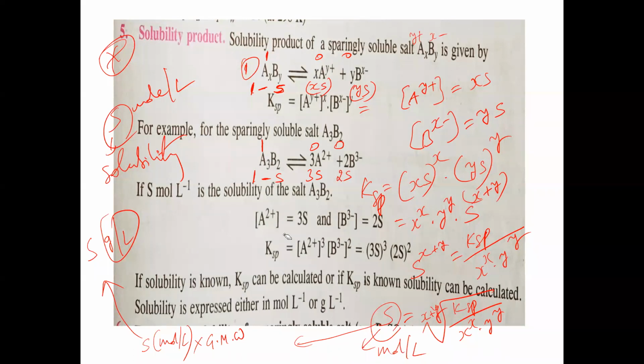So in this way, we can get solubility in moles per liter. This concept is very important to understand here. If solubility is known, KSP can be calculated. KSP can be calculated if you know the solubility S value, or vice versa. If KSP is given, solubility we can calculate. So this is an important concept to understand. If you want to take a screenshot.